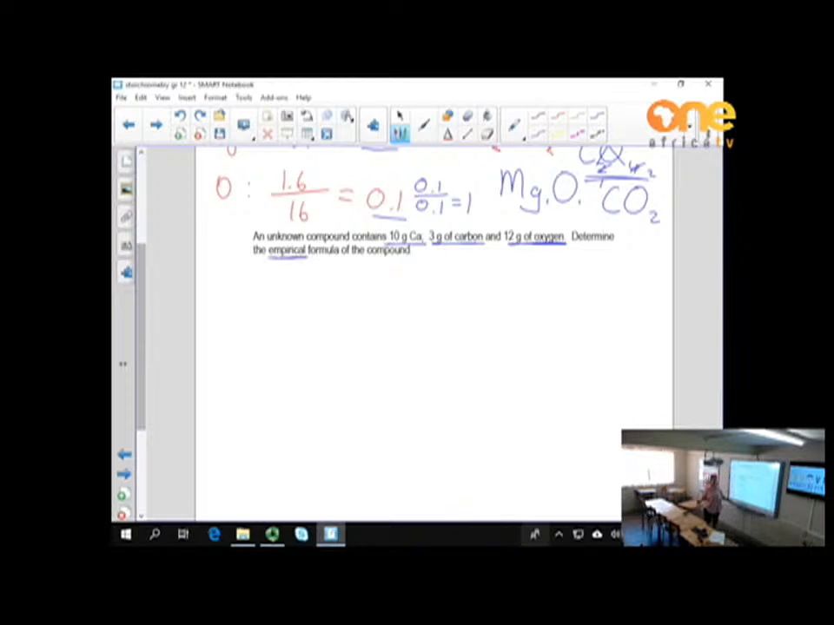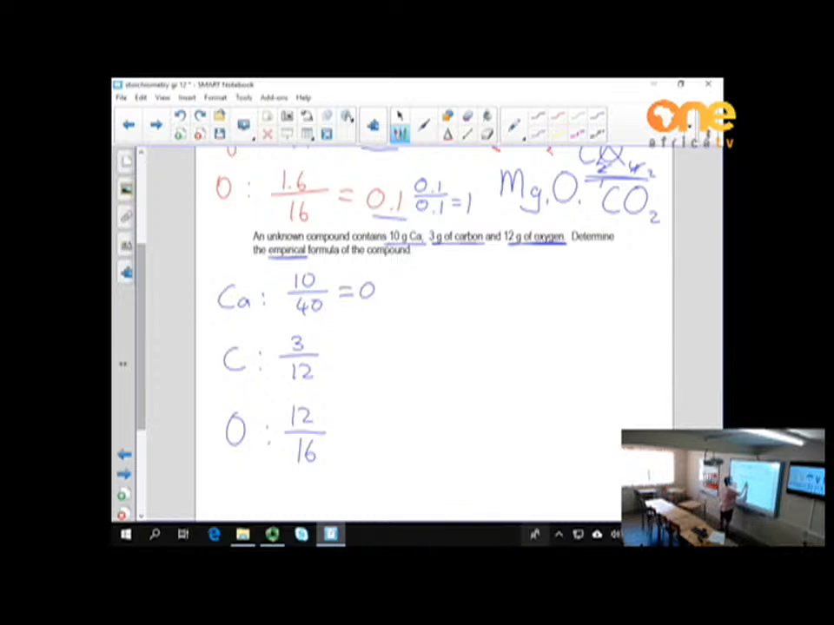So when we need to get the empirical or simplest formula, we take the mass of that element, 10 grams of calcium, and we divide it by the relative atomic mass. Calcium has a relative atomic mass of 40. Carbon, we've got 3 grams. The relative atomic mass of carbon is 12. And oxygen, we've got 12 grams. The relative atomic mass is 16. So now we go and work out what the answers are.